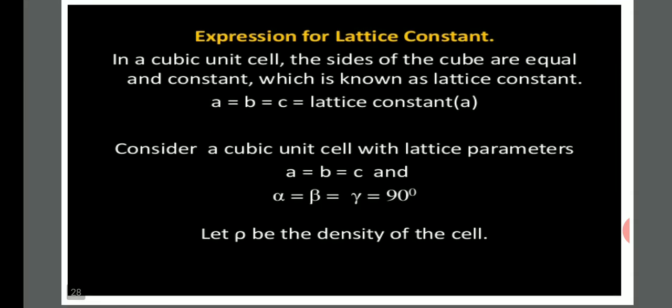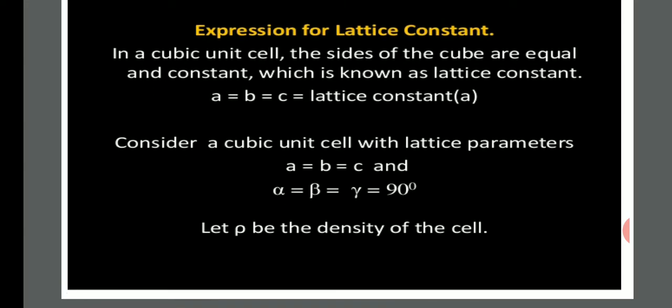Now, the expression for lattice constant. In a cubic unit cell, the sides of the cube are equal, and these constants are known as lattice constants. A equal to B equal to C, this is called the lattice constant. Suppose a cubic unit cell with lattice parameters A equal to B equal to C and alpha equal to beta equal to gamma equal to 90 degrees.